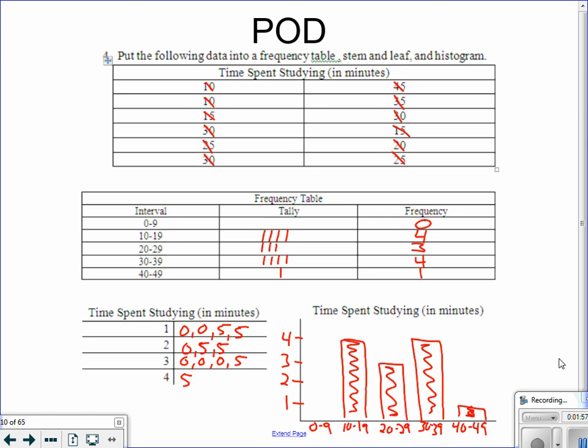Other questions you might get asked based off this information would be something like, how many people studied for less than 30 minutes? Okay, so if I look at either my frequency table or my histogram, I'm going to look at my histogram, and I notice that the bar for 20 to 29 goes up to 3. Well, that's less than 30. But I also have the bar from 10 to 19 that goes up to 4. Well, 10 to 19, those are less than 30. So I can look at that in 4 and 3. That would be 7 people studied for less than 30 minutes.